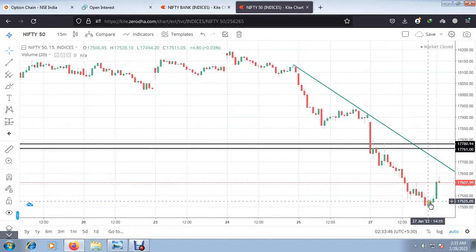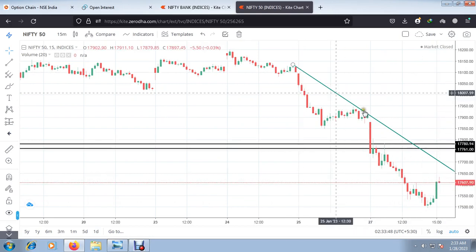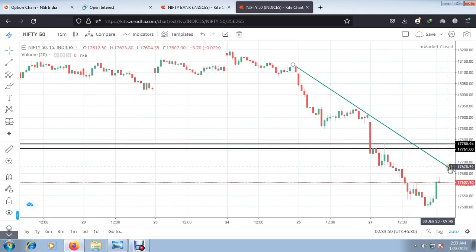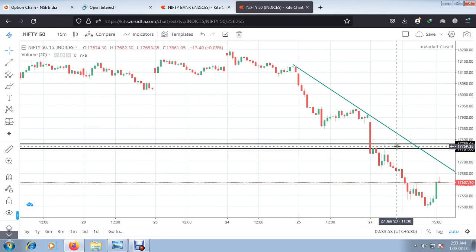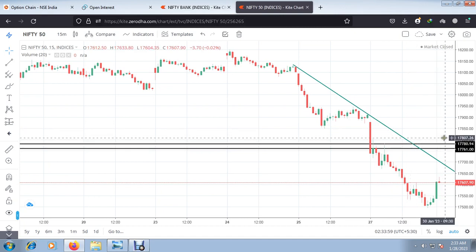It's coming lower low, lower high, lower low, lower high, and lower low. It closed here, so one trend line is coming. Even if it breaks, it needs to go up and break this previous lower high. Only then, above 17,780, can we consider it an uptrend once again.